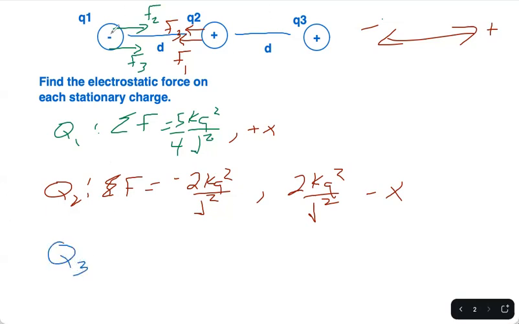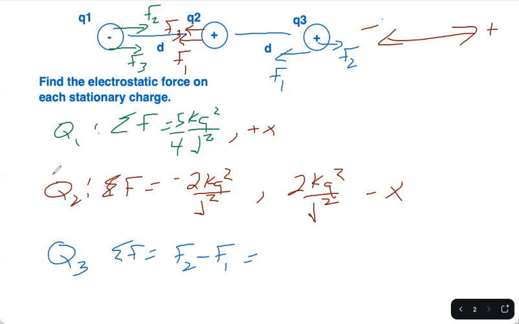Q3. Between 1 and 3, they're going to attract, so I'll call that force 1. Between 2 and 3, they're going to repel. That's going to be force 2. So the sum of the forces in the x direction will be force 2 minus force 1. Again, why am I doing that? Because force 2 is going to the right, which means you're adding. Force 1 is going to the left, which means you're subtracting. To the right is positive, to the left is negative.